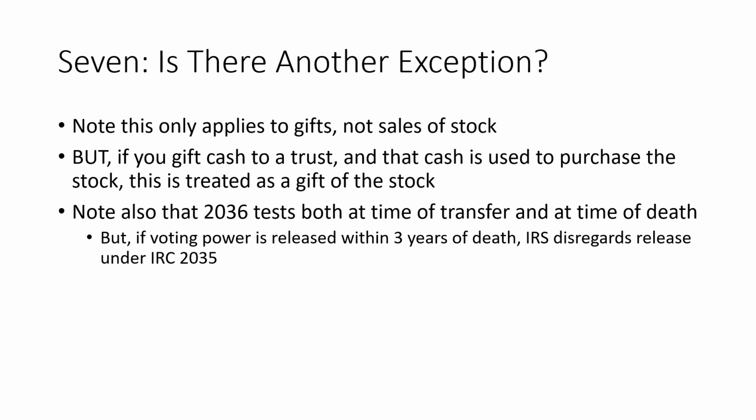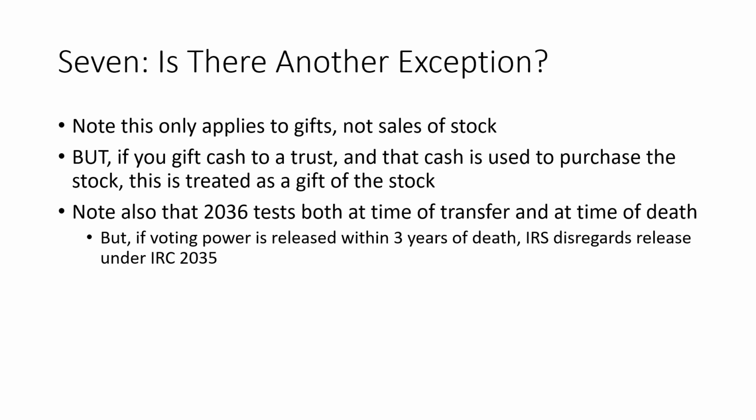But it's important to note that, for example, if you gift cash to a trust, then that cash is used to purchase the stock. That would be treated as a gift of the stock. And that could be an issue, for example, with a sale to a defective grantor trust, because at least for the down payment portion, you could have attribution back to the grantor. You also need to note that Code Section 2036 tests the retention of voting rights both at the time of transfer and at the time of death. There is really no corollary to this under 2038.